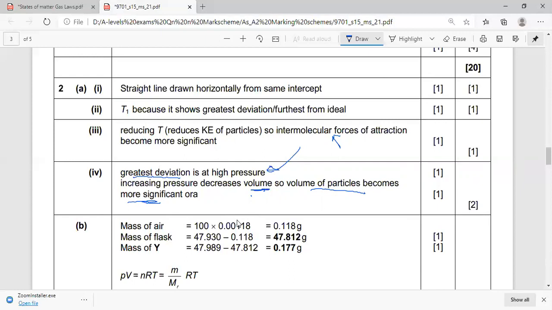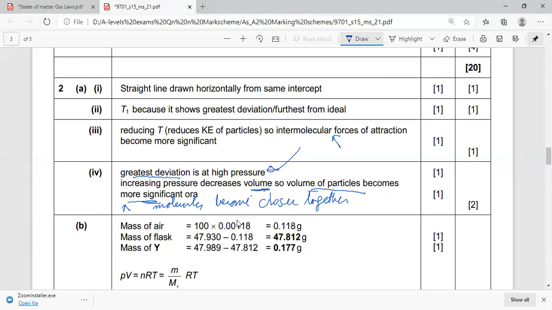So here you can say, well, increase in pressure causes the volume to decrease. So the volume of the particles becomes more significant. You can also say one more thing. Because of the decrease in volume, the particles are closer together, right? If I were you, I would say the whole thing, because how do I know what kind of marking system they got, okay? So molecules become what? Closer together.